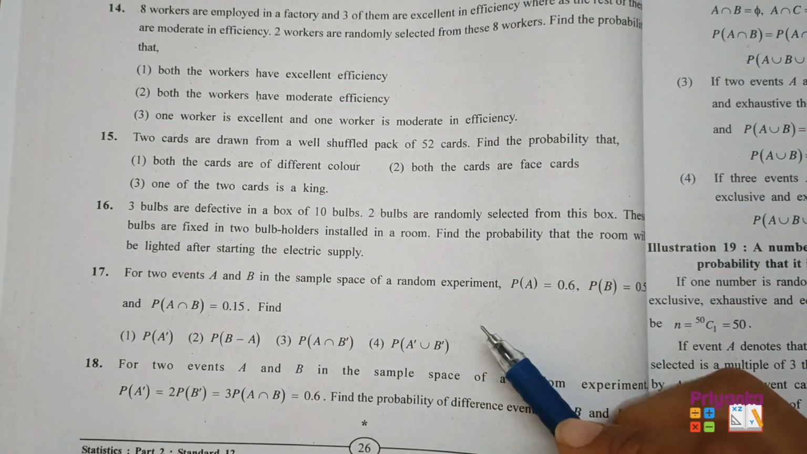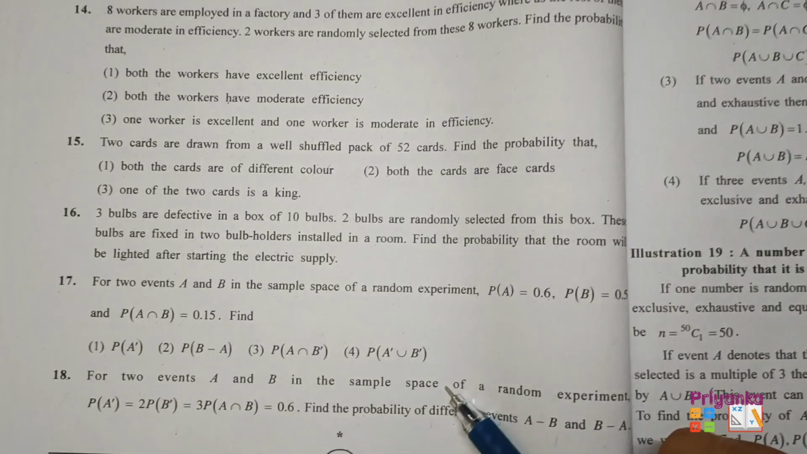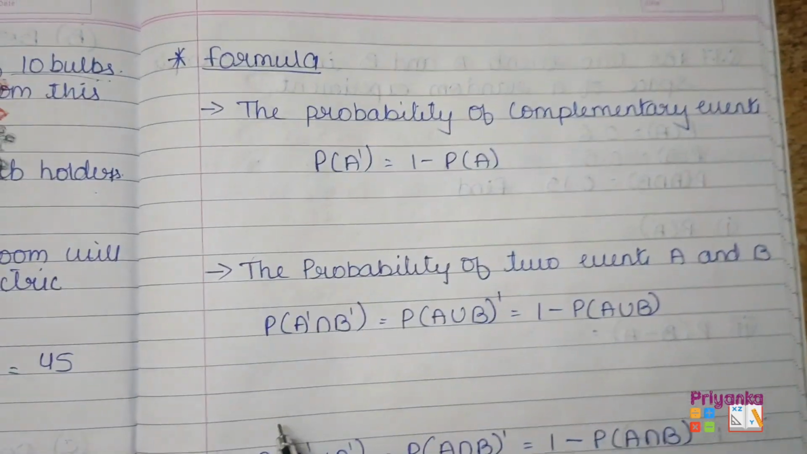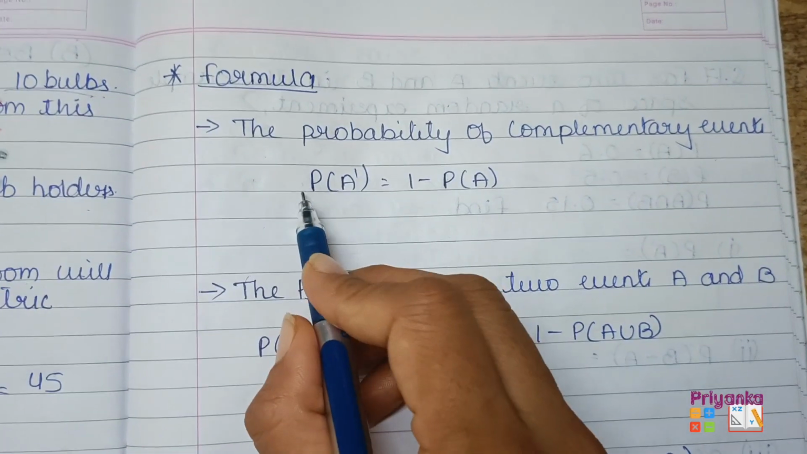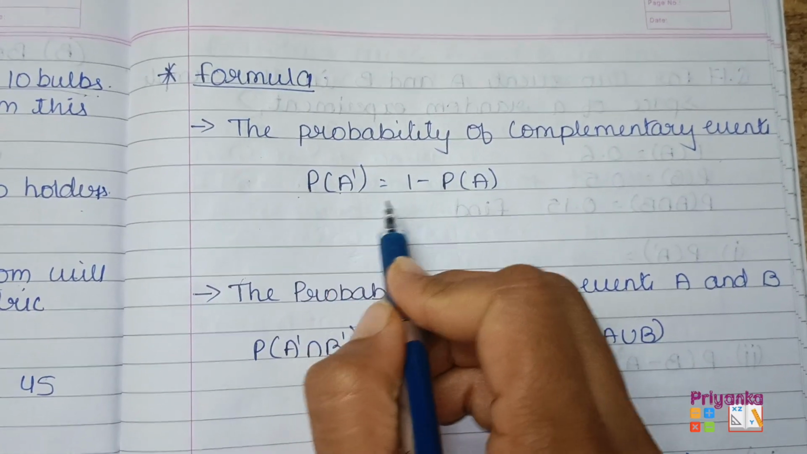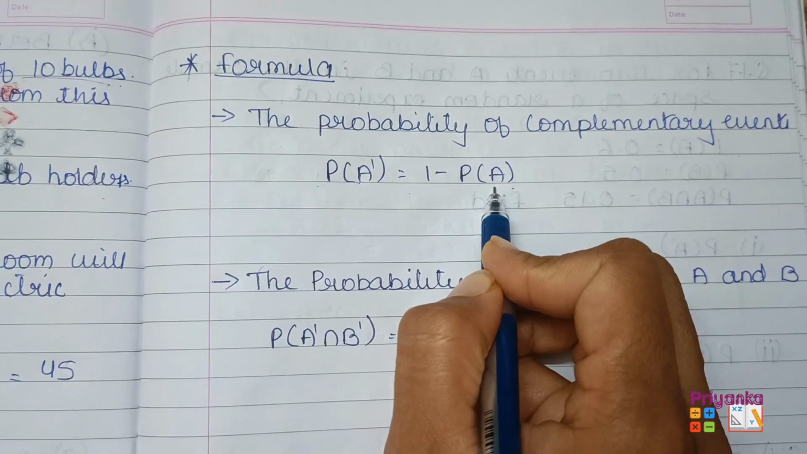Now before we go to question number 17 and 18, there are some formulas that have to be understood for solving these equations. So first, let's understand the formulas. The first one is the probability of a complementary event. Here P of A complement equals 1 minus P of A. This is the formula for the complementary event.